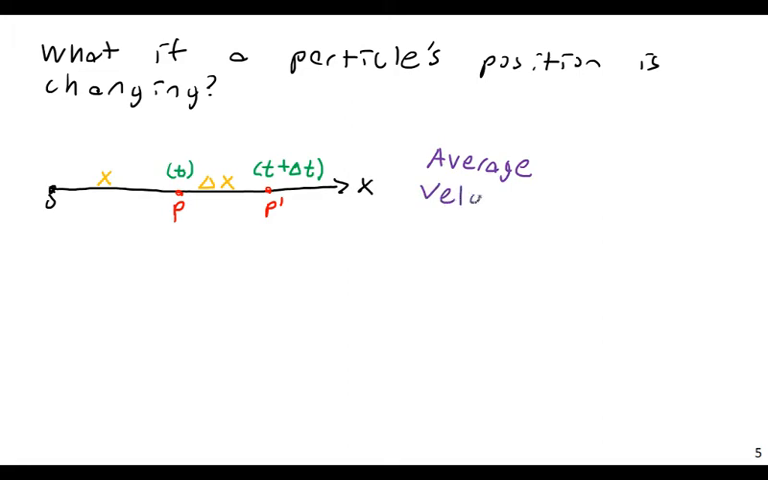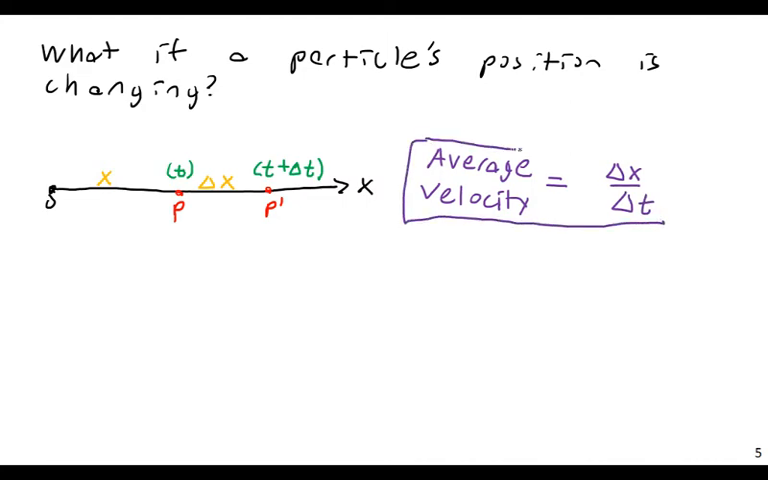The average velocity is going to be equal to delta x over delta t. So this is our first fundamental basic equation for dynamics class. Very good to know. It just gets darker from here.